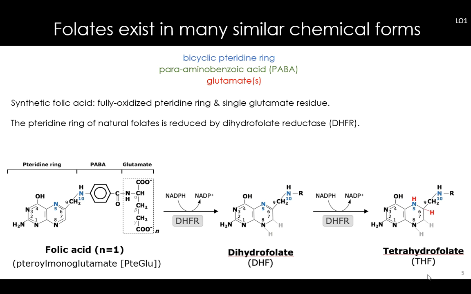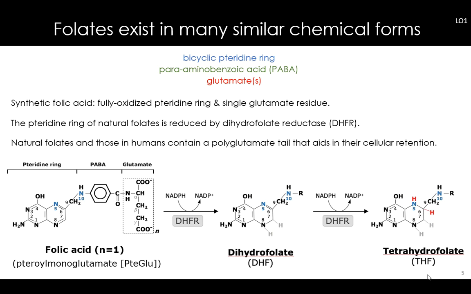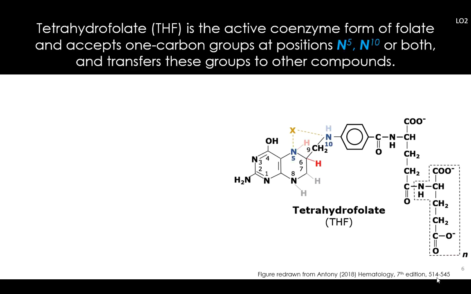The enzyme dihydrofolate reductase reduces folate to dihydrofolate or DHF and then reduces DHF to tetrahydrofolate or THF using NADPH as a cofactor. Note that in the remainder of this presentation, the term folate will be used collectively to refer to either folic acid, DHF, or THF unless otherwise indicated. Natural folates, including those in humans, also contain a polyglutamate tail that aids in their cellular retention. The active coenzyme form of folate is tetrahydrofolate, abbreviated THF, and is shown at right.